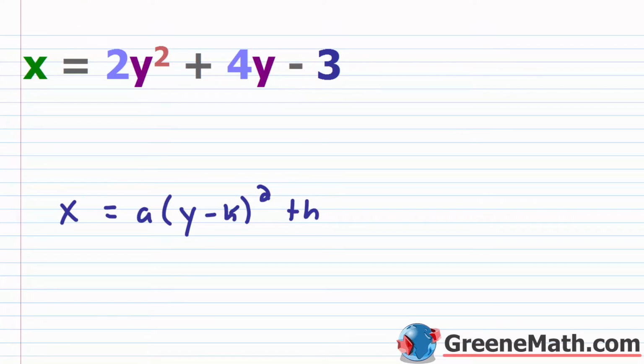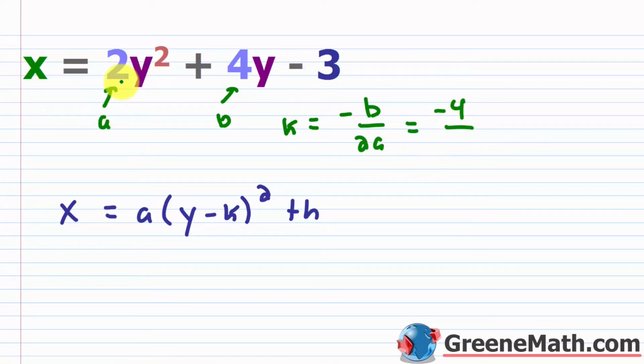So now I know that k is going to be found as negative b over 2a. So what is b in this case? Again, this is a, the coefficient for y squared. This is b, the coefficient for y to the first power. And you can label this as c if you wanted to. You don't really need it here, so I'm just not going to do it. So what I'd have is negative 4 over, what's a? a is 2. So 2 times 2 is 4. So this is negative 1.